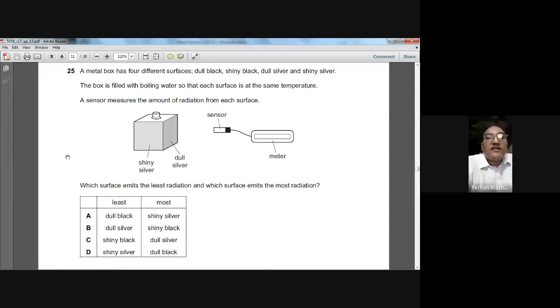The question is where there will be the least radiation emitted and where we will have the most. The least will be emitted from the shiny silver face, and the most infrared radiation will be emitted from the dull black face. So it looks to me that D is the option. For question number 25, D is the option.